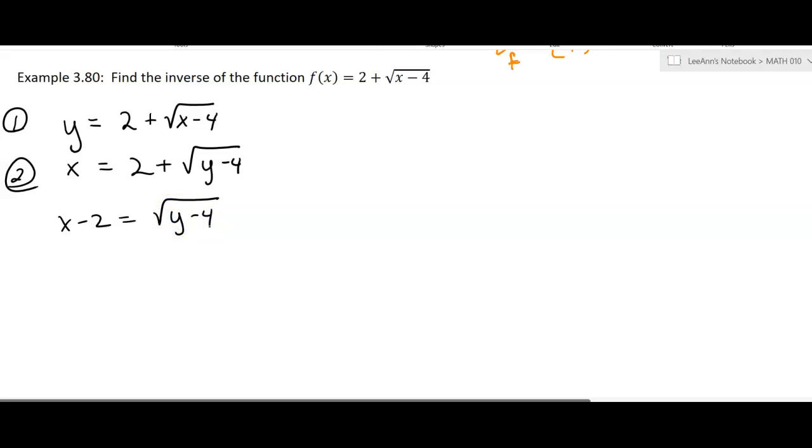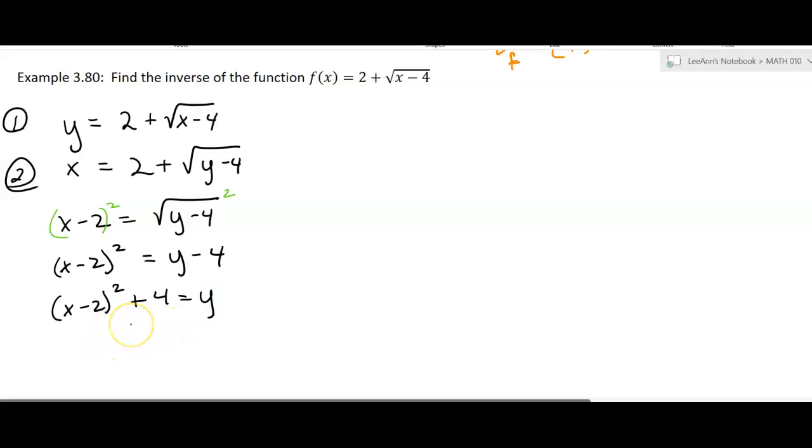Now, how are you going to get rid of that square root? Well, you're going to square both sides. So square this side and square that side. And you can multiply it out. I'm not going to, but it just depends on the form they want. So I'm going to have x minus 2 squared equals y minus 4. And then I'm going to add the 4 over. So x minus 2 squared plus 4 equals y.